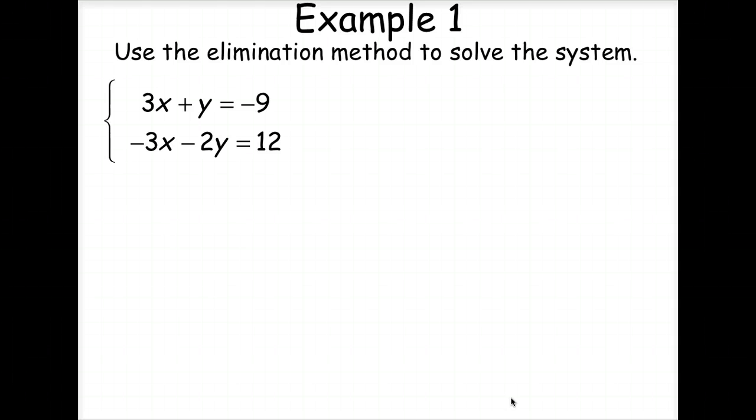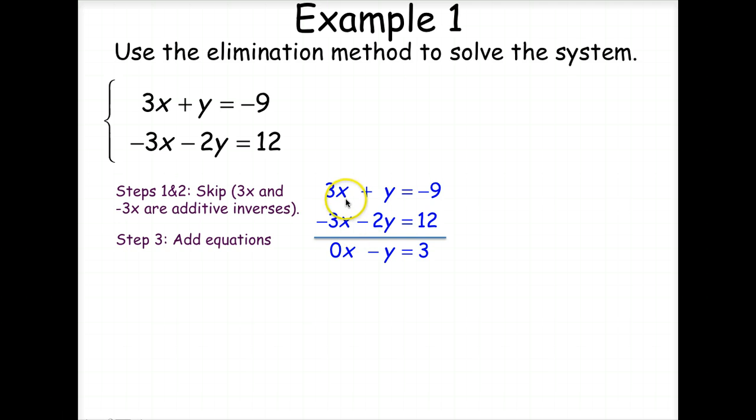So we're going to use the elimination method to solve this system of equations. Notice it's already in standard form, ax plus by equals c. So we can skip step 1 and also skip step 2, because notice 3x and negative 3x are additive inverses. So if we align them and simply add the equations, notice that our x is eliminated.